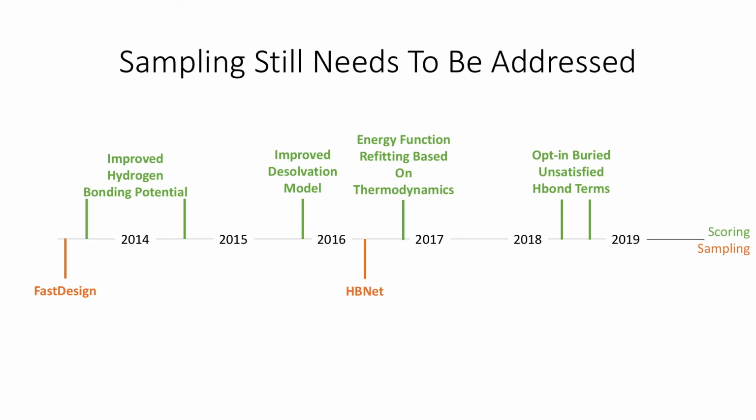So this is a timeline of all major Rosetta developments since that paper came out. And I split it into the first call to action of scoring on top and sampling on the bottom. There's been plenty of work on improving scoring, not so much with sampling. And it turns out that the two on the sampling side that have been made, we'll talk a little bit about today.